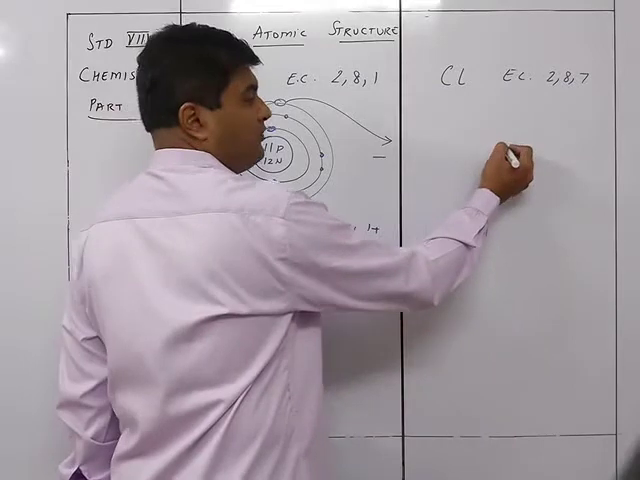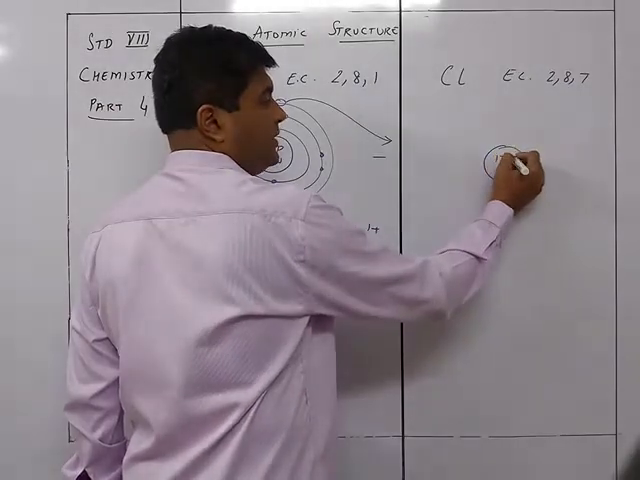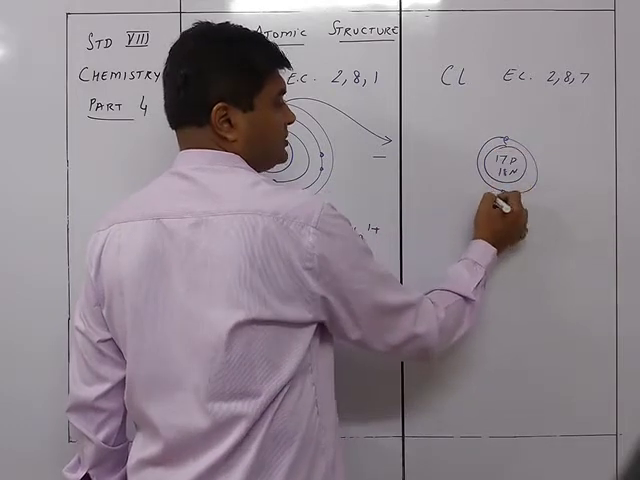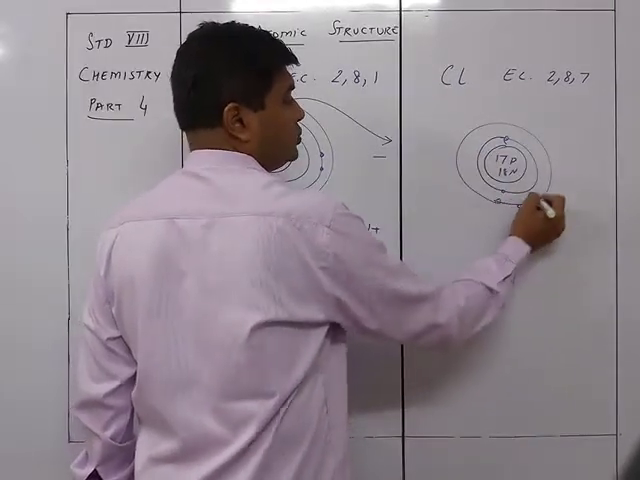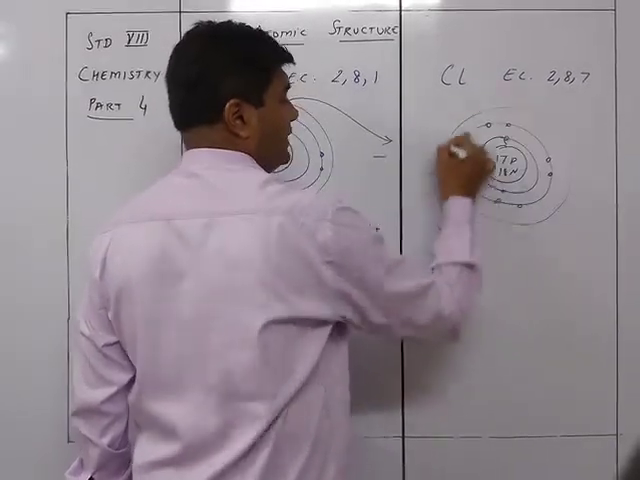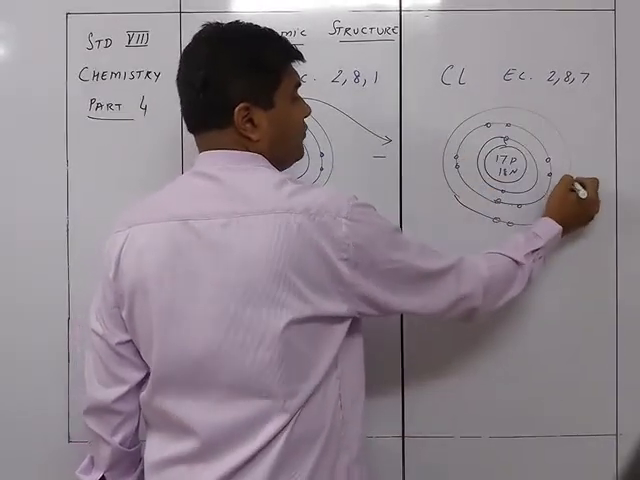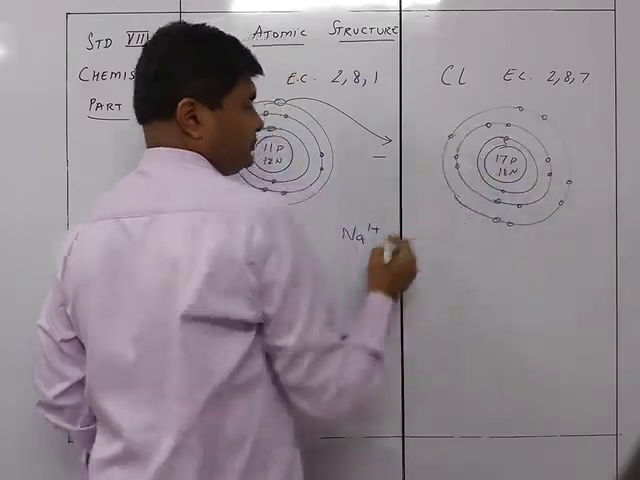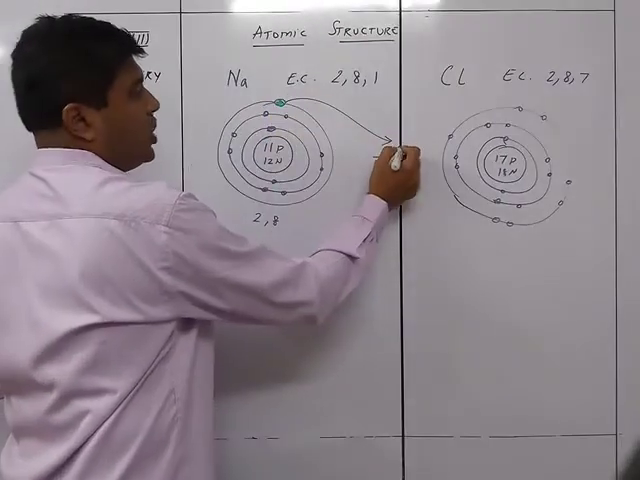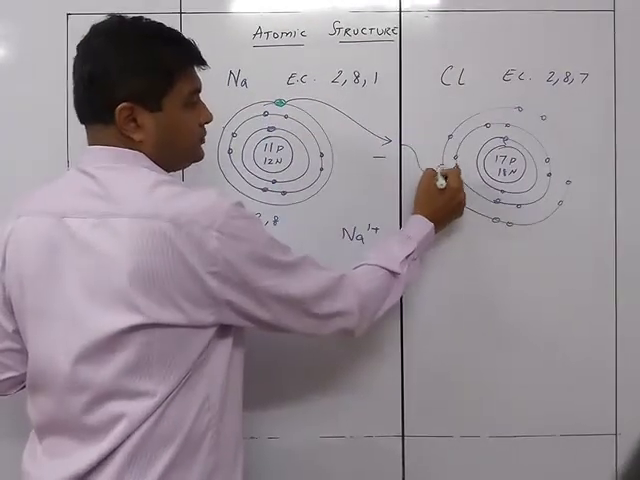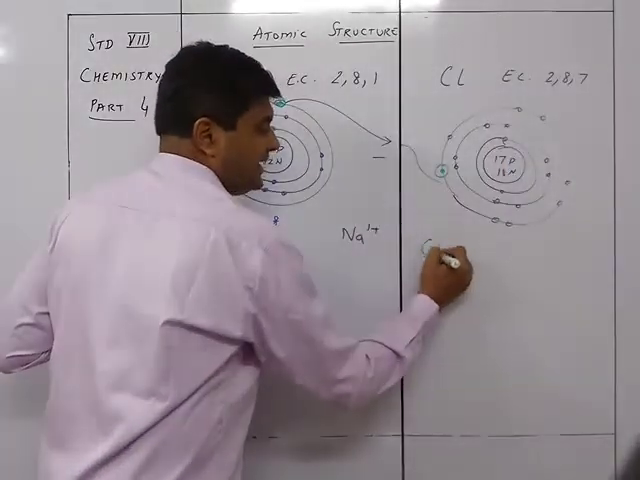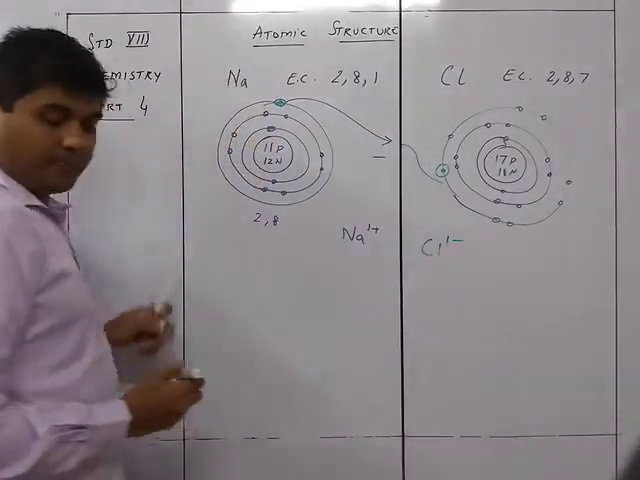So this is of chlorine. Chlorine has got 17 protons and 18 neutrons. So this is the first orbit having 2 electrons. This is the second orbit having 1, 2, 3, 4, 5, 6, 7, 8. And then the third one having 1, 2, 3, 4, 5, 6, 7. And then this one from here has gone and entered here. Due to this it is now Cl 1 minus.